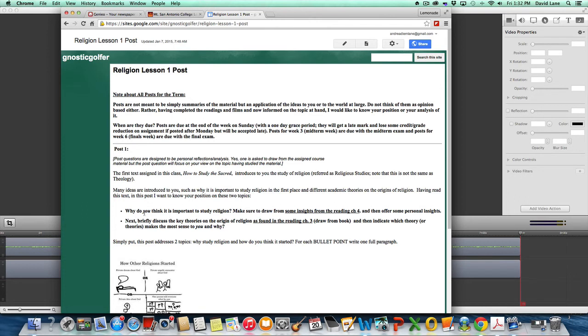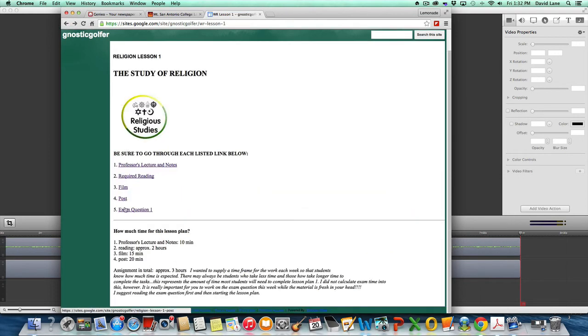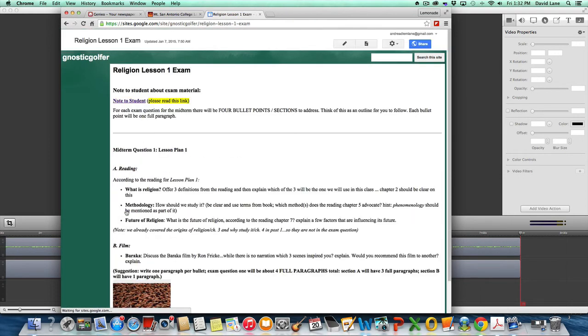So for instance, the first one is, why do you think it's important to study religion? Draw some insights from the reading, and then your own personal insights. And then there are different theories explained in the origins of religion, and that's found in the reading. Go through some of those and then tell me which one makes the most sense to you and why. So those are pretty clear. It's always about your position for the post. And then your exam question.